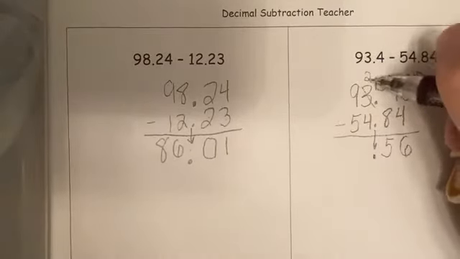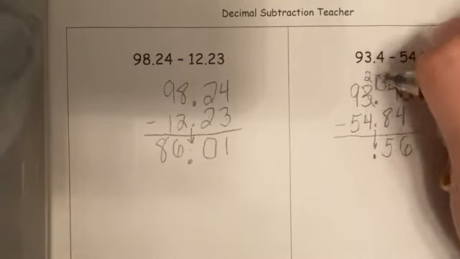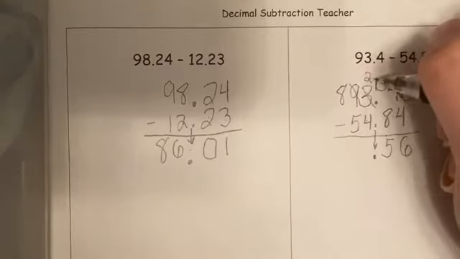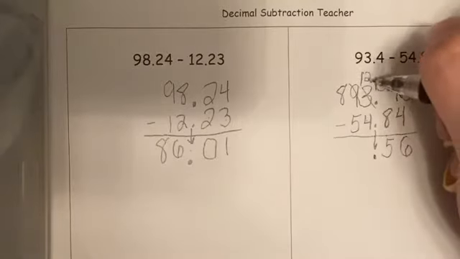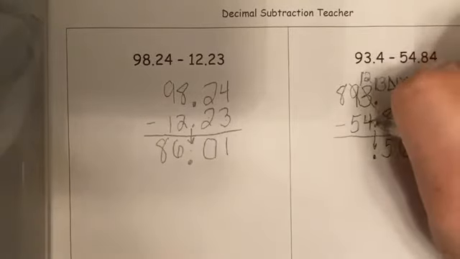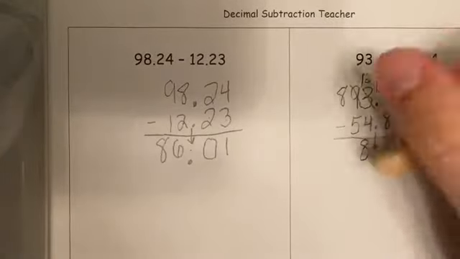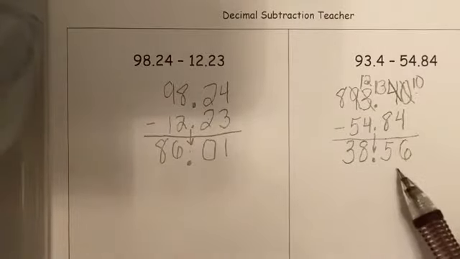Now I can't do 2 minus 4, so I need to go next door and borrow from my 9 and make it an 8. And then come and add 10 to my 2 to make it 12. And then I would do 12 minus 4, and I would get 8. And then finally, I do 8 minus 5, and I would get 3. And my answer would be 38 and 56 hundredths.